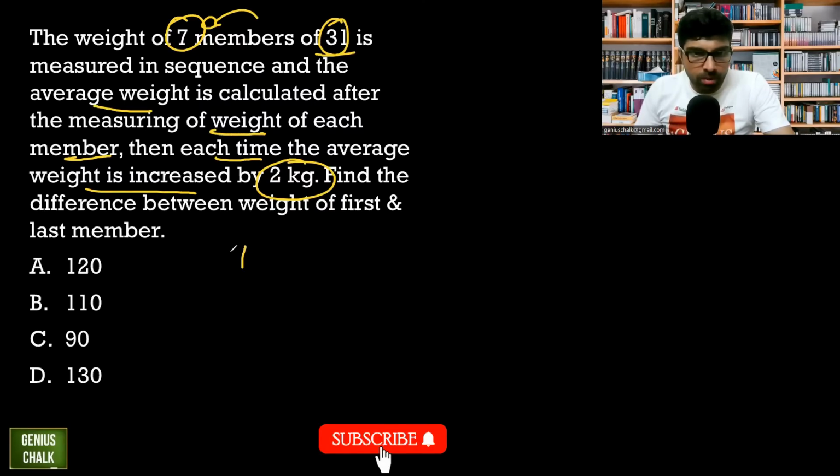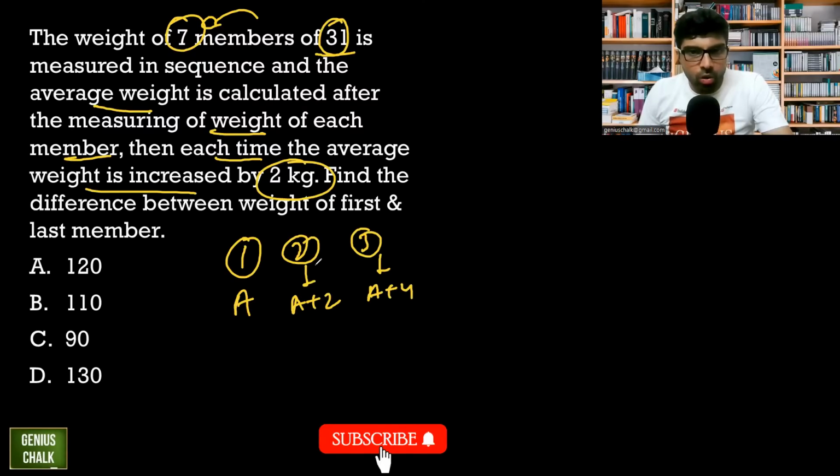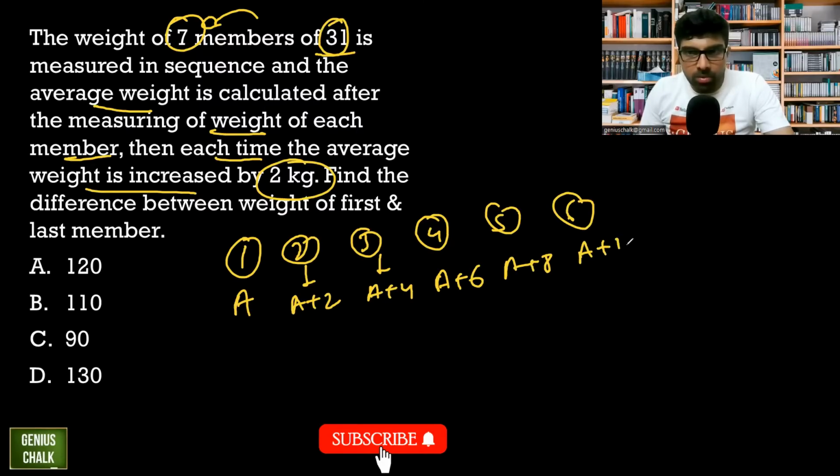So let's say the first member has come, the average was A. Second member has come, average was increased by 2. Then third member has come, average was increased by 2 again, 4. Fourth member has come, average was increased by 6. Every time by 2, right? Fifth member, average was increased by 8. Sixth member, average was increased by 10, and so on. Seventh member, average was increased by 12, right? I hope this is clear.